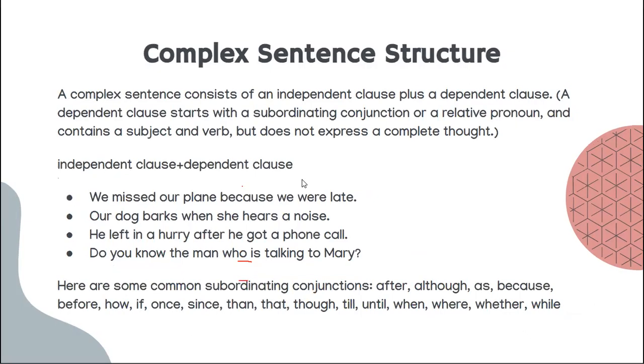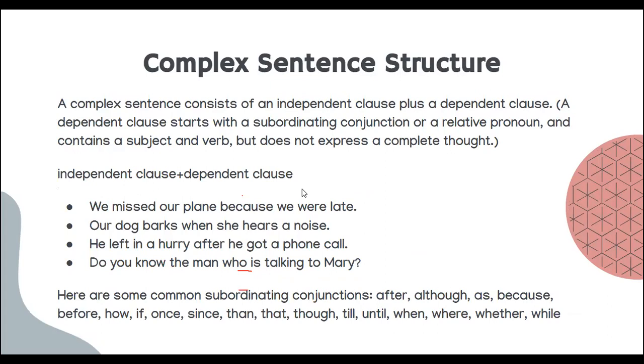Next, we have our complex sentence structure. A complex sentence consists of an independent clause plus a dependent clause. A dependent clause starts with a subordinating conjunction or relative pronoun. It has a subject and verb, but it does not express a complete thought. The idea is not complete.